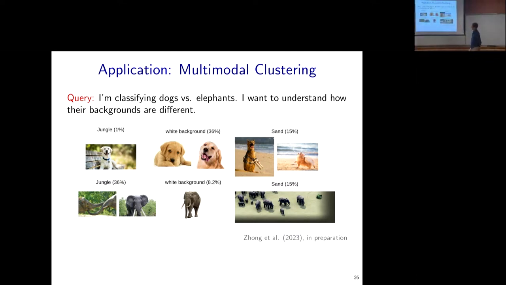So here's one cool example use case. Say I have a data set of images. I'm classifying dogs versus elephants, and I want to understand how their backgrounds are different. So it will try to find clusters where the proportion of dogs versus elephants is very different in each cluster. It comes up with three backgrounds: jungle, white background, and sand, where elephants are much more likely to appear in the jungle, dogs are much more likely to have a white background, and they're about equally likely to appear in sand.